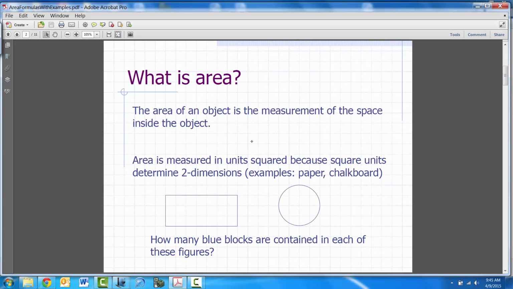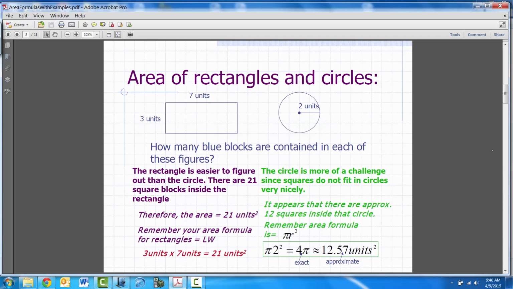Okay, so what is area? Area, and you can read this in your little printout, but real small and shrunken, is the space inside of an object. It's two-dimensional, so a flat piece of paper. What's the area of this rectangle? What's the area of this circle? Really the answer is how many blocks fit in there. You can see here how many blocks fit in this rectangle, and we'll go to the next page and show what I wrote.